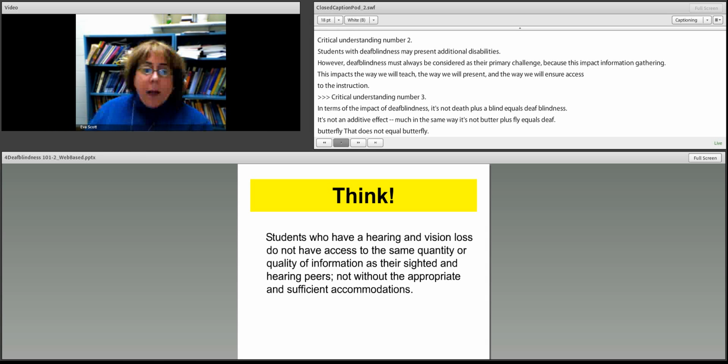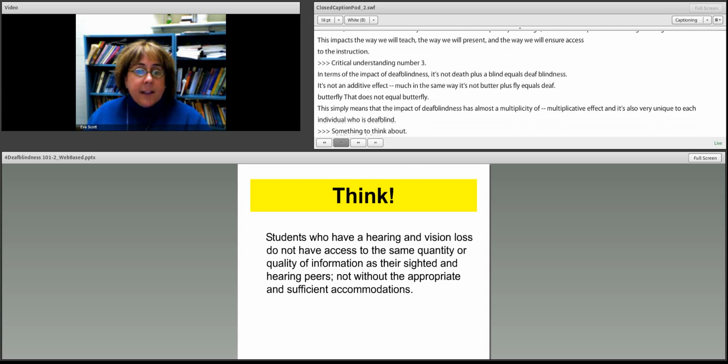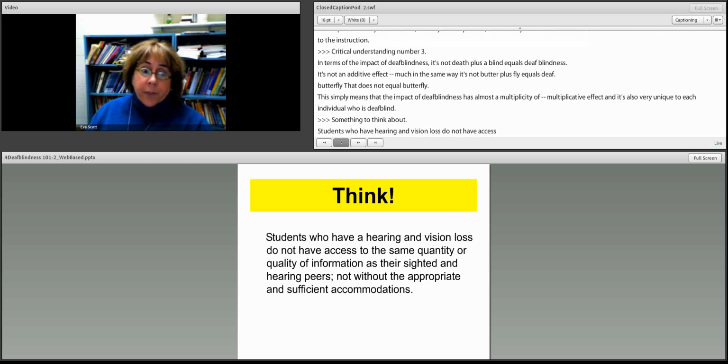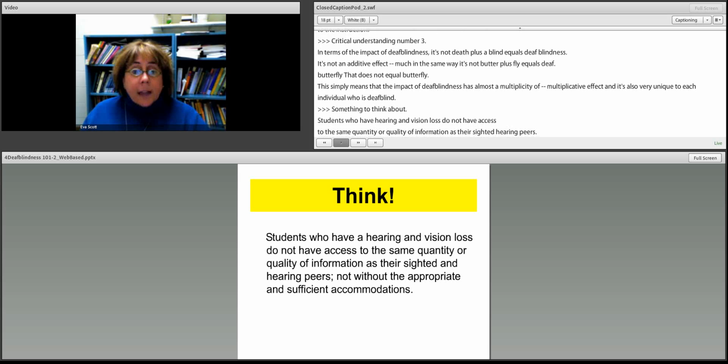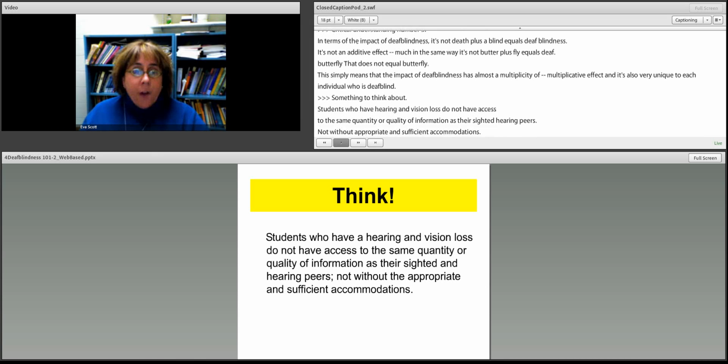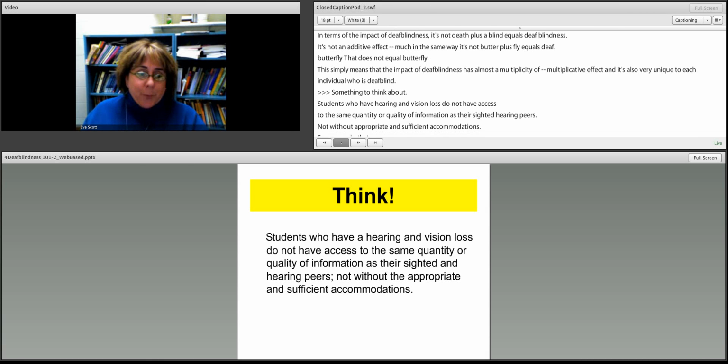Something to think about. Students who have hearing and vision loss do not have access to the same quantity or quality of information as their sighted hearing peers, not without appropriate and sufficient accommodations. So it's all, we can do that. We can accommodate and provide sufficient input, but we must take steps to do so.